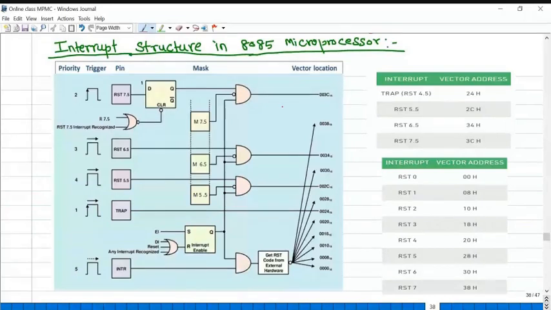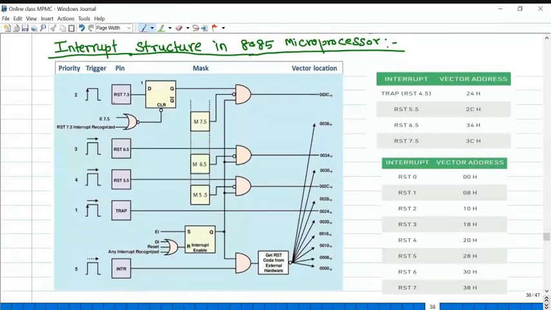Good afternoon, sir. Okay. We shall start today's class, and today and one more lecture we need to complete the entire concept of interrupt structure in the 8085 microprocessor. Yesterday we started the interrupt structure in the 8085 microprocessor. It has a powerful interrupt structure.